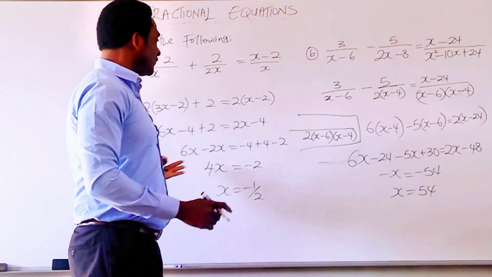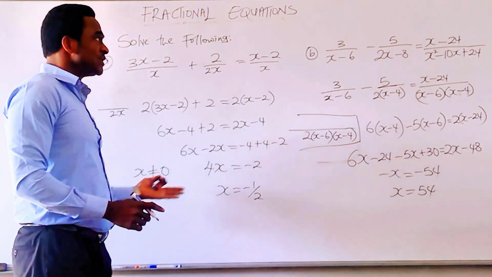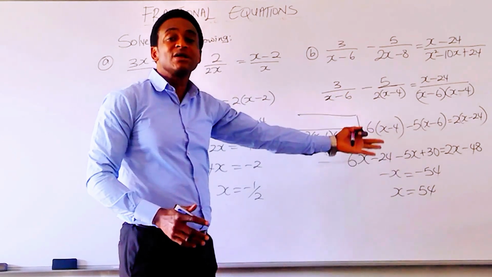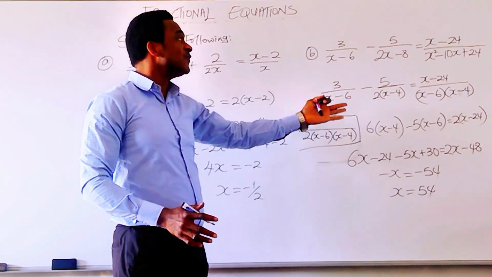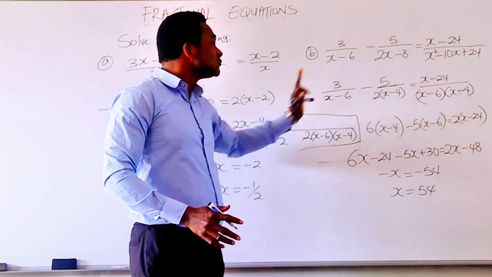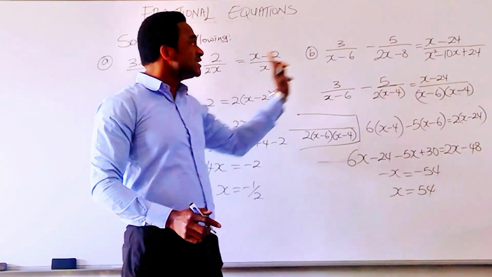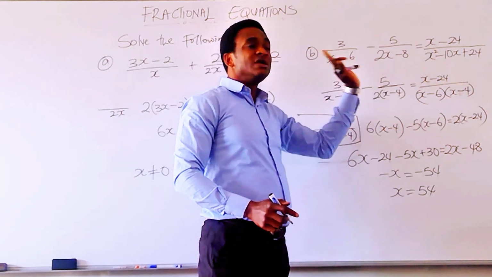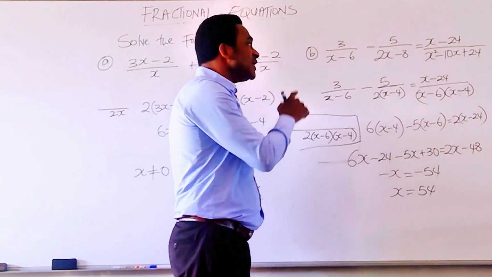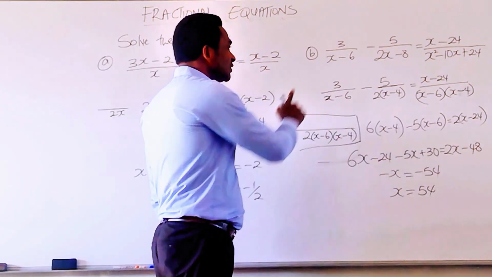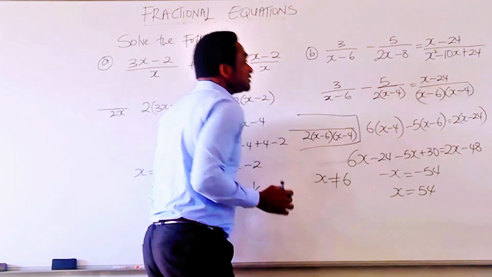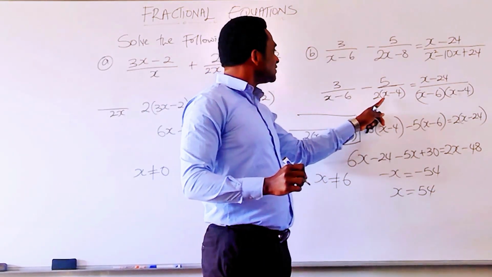So you see 2 different variations. You can solve this directly, but for this one you need to factorize. If it is very complex, there will always be room for factorization. Now let's work on the restrictions. For this expression to be valid, remember, anything divided by 0 is undefined. So we have to place our restrictions as well. So the first restriction is that x cannot be equal to 6. Let's look at the second restriction.